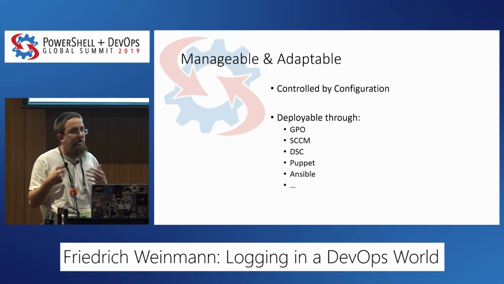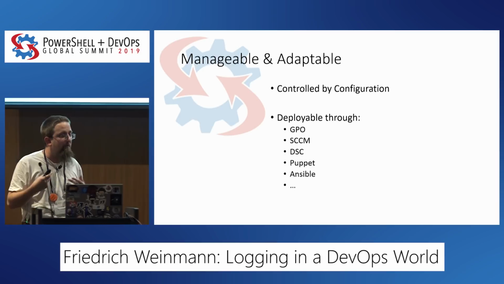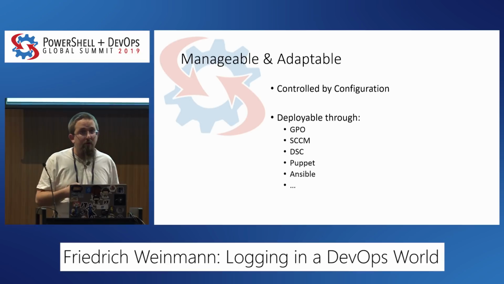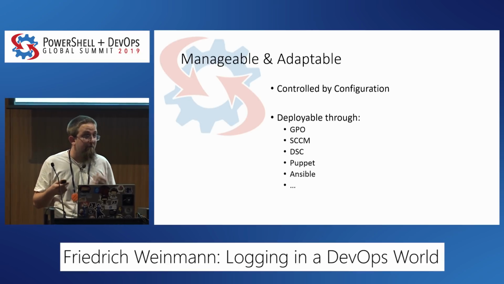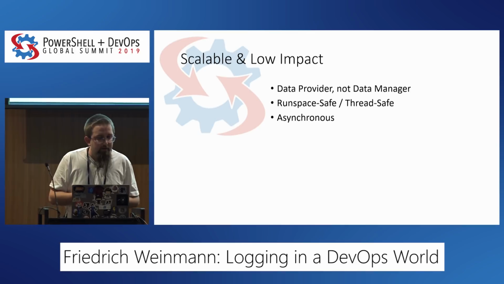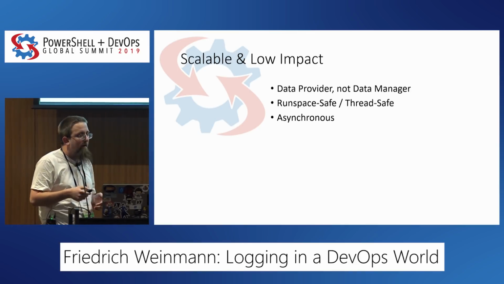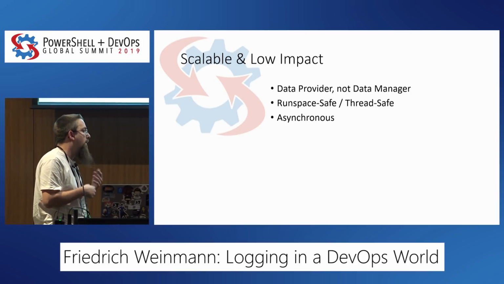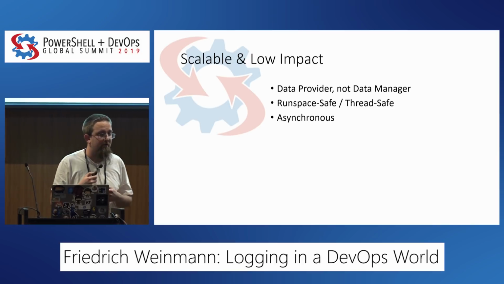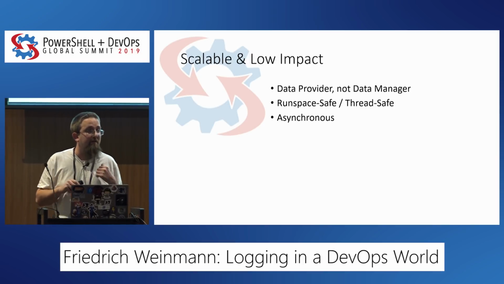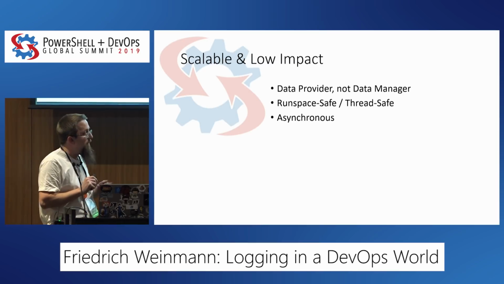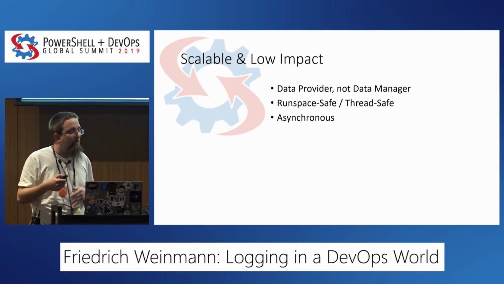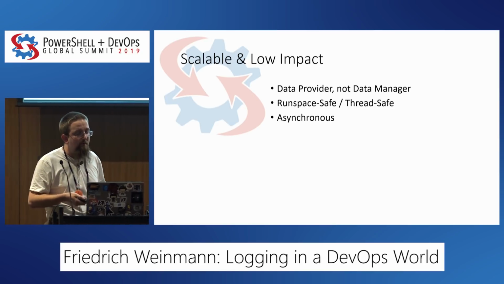So how do we do manageable and adaptable? It's the entire configuration system that allows us to manage it from any kind of management platform and solution that we're currently using. If it's not currently implemented, it's extensible to be able to support that. Scalable: it does exactly no data management at all. You can write to any logging solution, platform, REST API, log file, SQL Server database, or whatever your personal preference is. But the module itself does not handle that part. It is completely Runspace-safe and thread-safe, so you can scale out as much as you want without having to handle any conflicts.